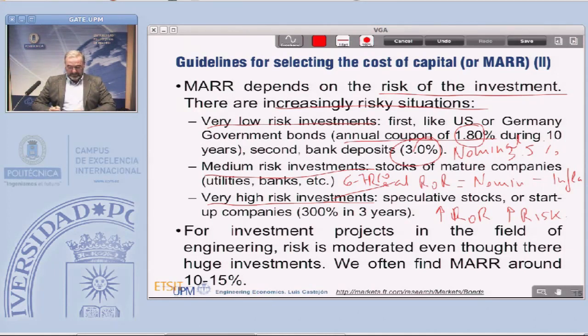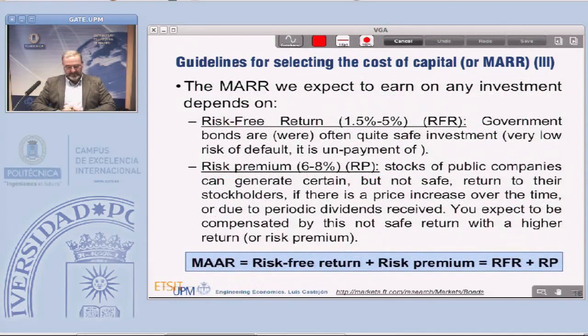And then what are we going to use in the field of engineering projects? The risk is moderated, even though they are huge investments. So we often find rates of return around 10-15%. So use this as a general orientation, as a general benchmark. Ways to estimate is this one.